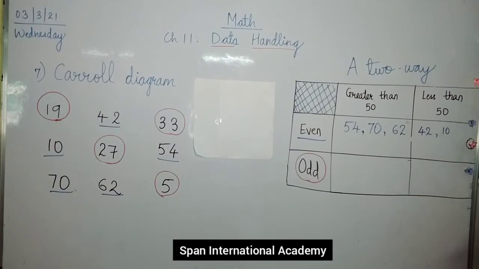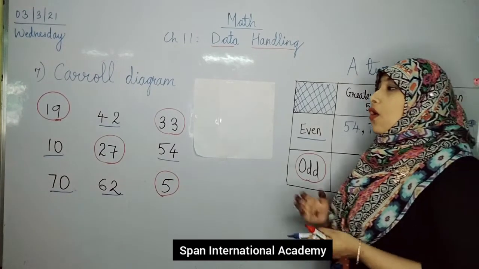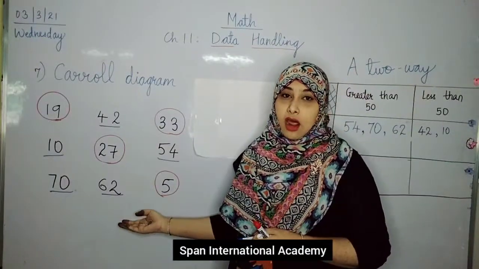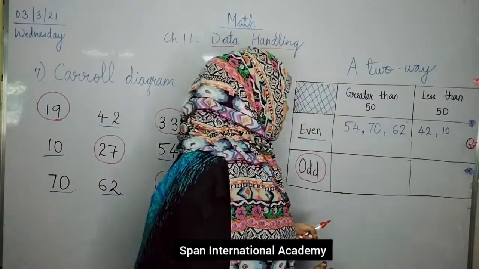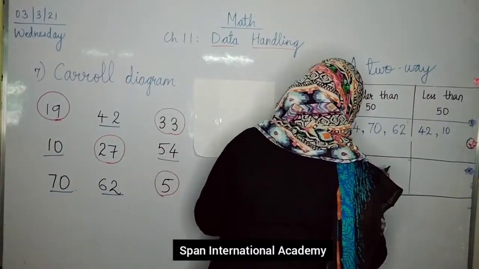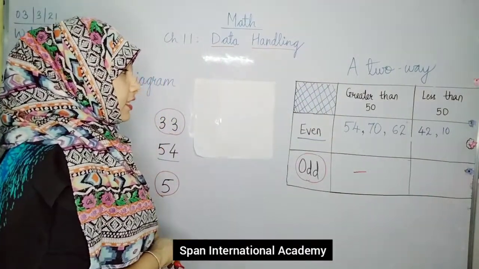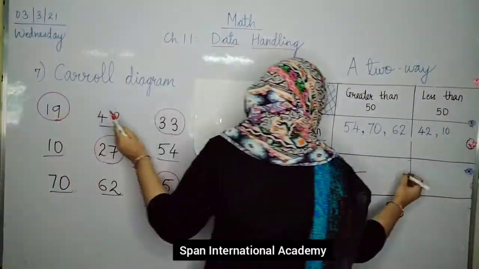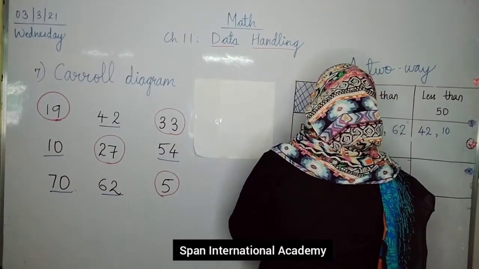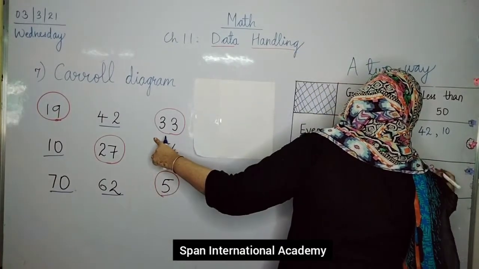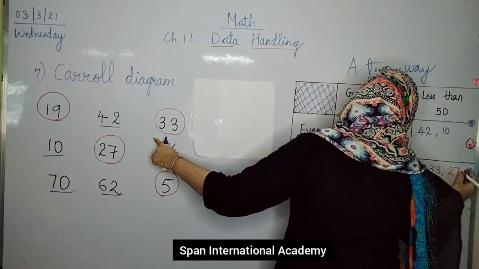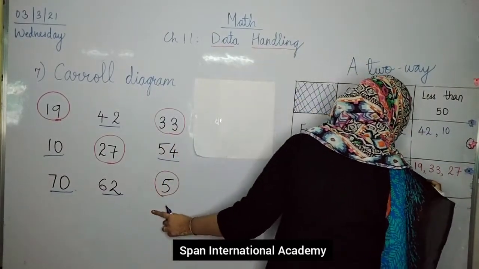Now by looking at the number, can you all tell me where are they going to go? Greater than 50 or less than 50? Yes, my dear students. Here in our data, all the numbers are less than 50. So all these numbers will be pushed in this column. And this column remains blank because we don't have any number greater than 50. So let's start putting 19. Then we have 33. Then we have 27. And then we have number 5.